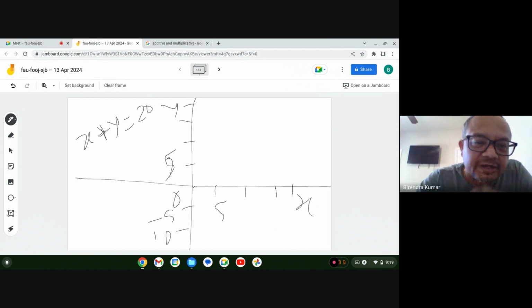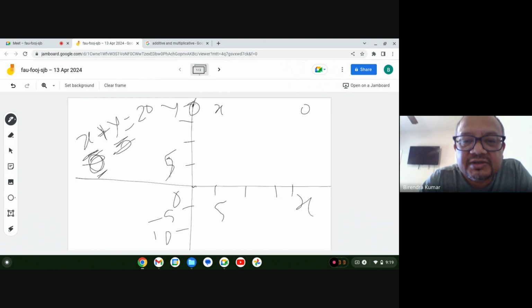Let's say x plus y equal to 20, meaning the value of x and the value of y added together is 20. Let's say x is 0. What will be the value of y? If I'm adding 0 plus something to make it 20, it will be 20. I have nothing, I have to get 20, right? If x is 0, how much will you add to 0 to make it 20? 20, right? So this is one point where x equals 0 makes y equal to 20.